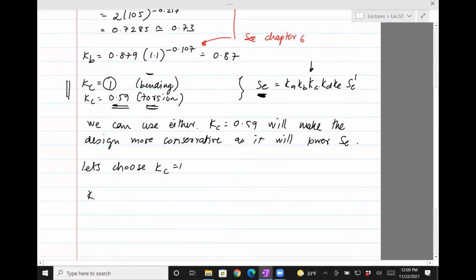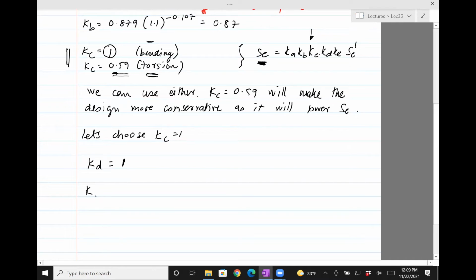Okay, next is Kd. Kd is the temperature factor. In the absence of anything about temperature in the problem, we're going to assume that this device is working at room temperature, which means that Kd is 1. Ke is the reliability factor. All you need to do is know the reliability. In this case, the reliability is 99%. So you go to the table and pull out the value for Ke based on 99% reliability.